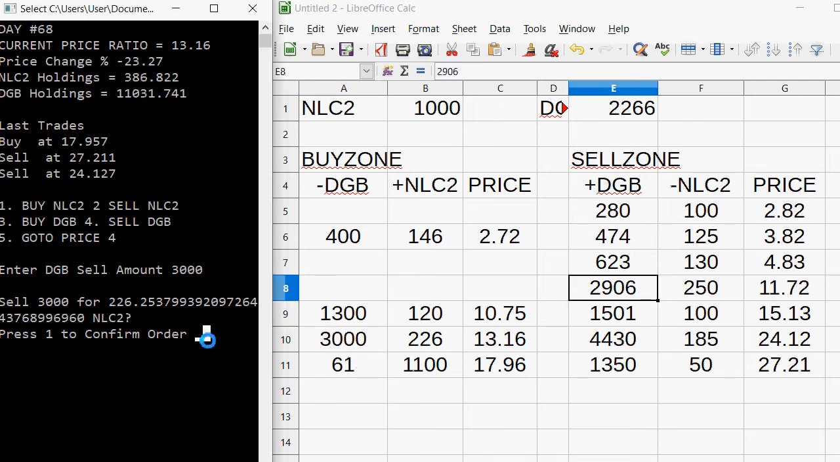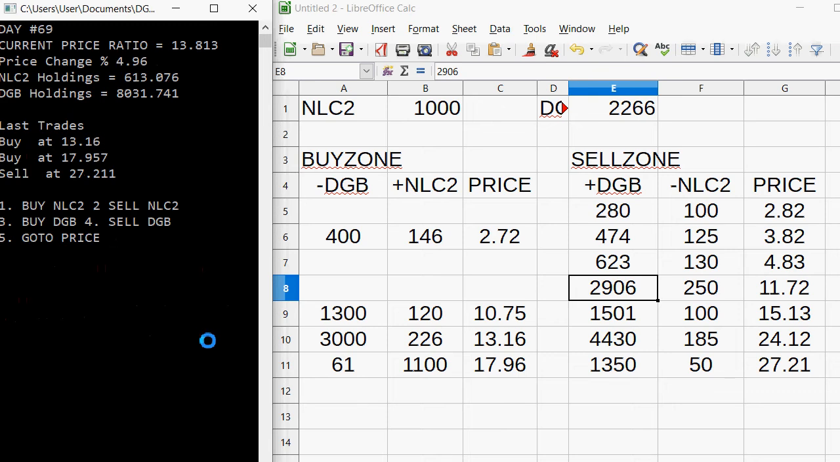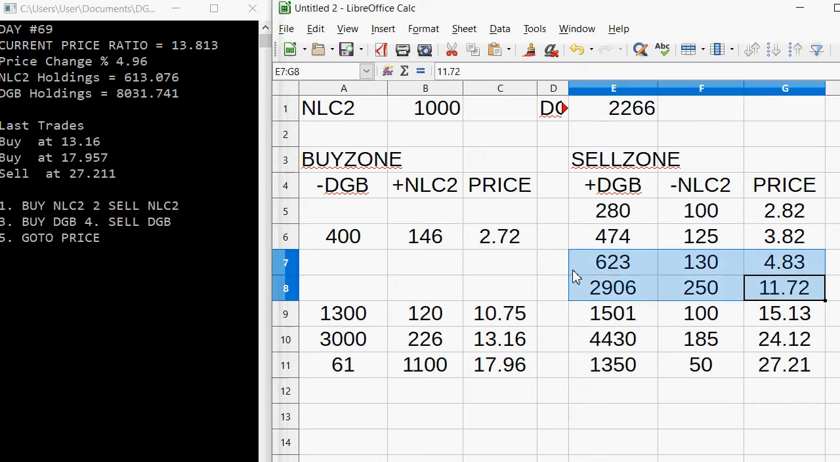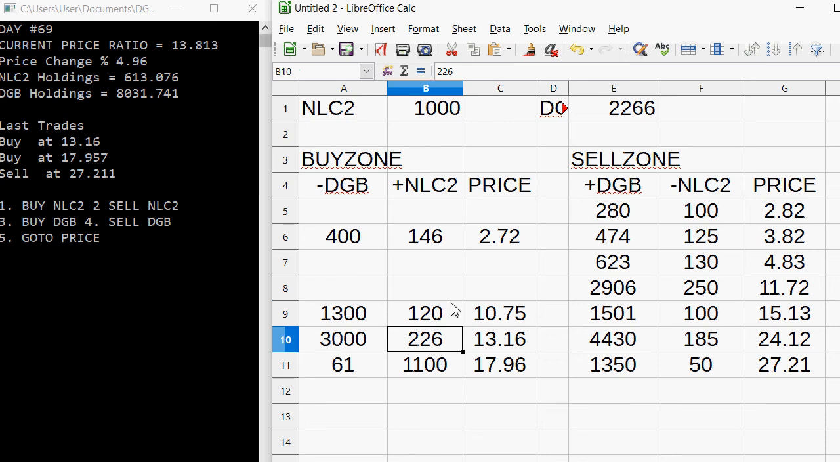So let's confirm that order. Day 69 now on our third month. So what are we looking to do here? Well, buybacks or new sell orders. We just had an amazing buyback at 13.16, considering we accumulated 226 of these coins, up to 613. So the buyback on 1172, this was a pretty serious one.